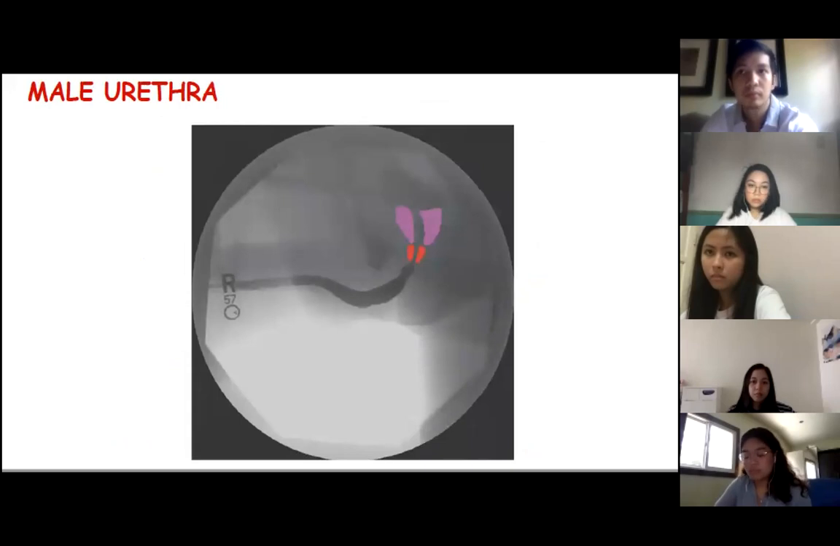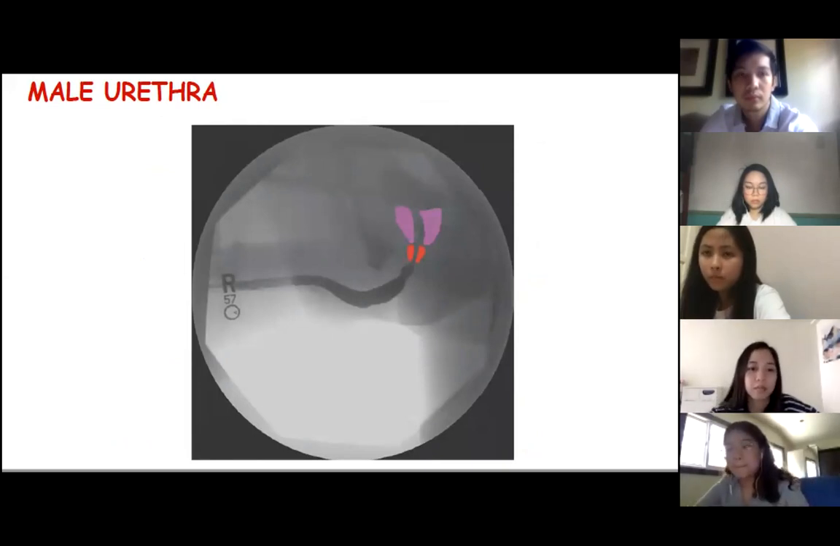Here is an example of the male urethra, wherein the red area is the external sphincter and the purple area is the prostate.